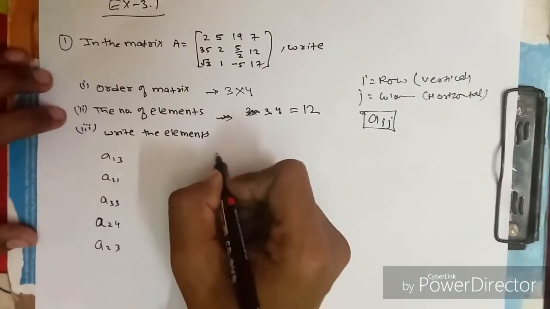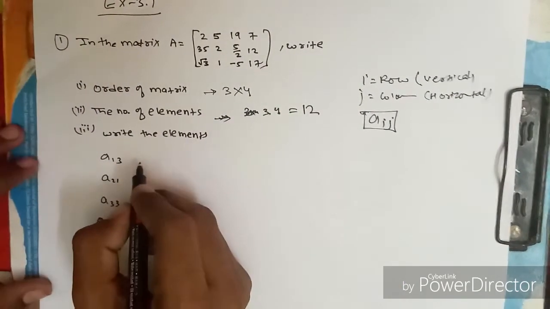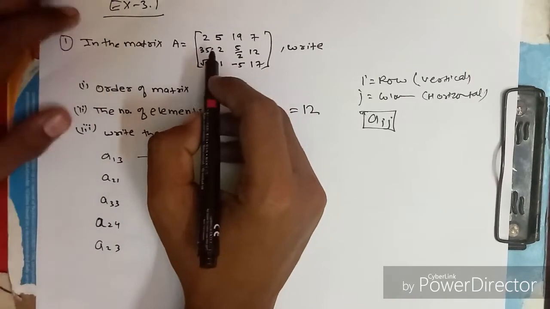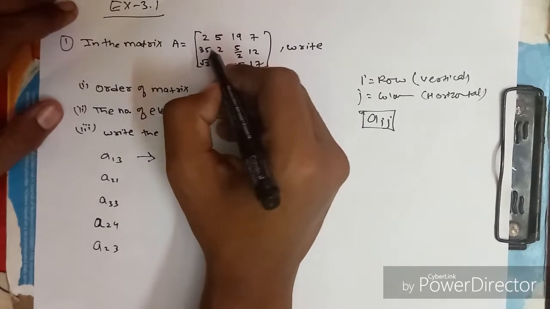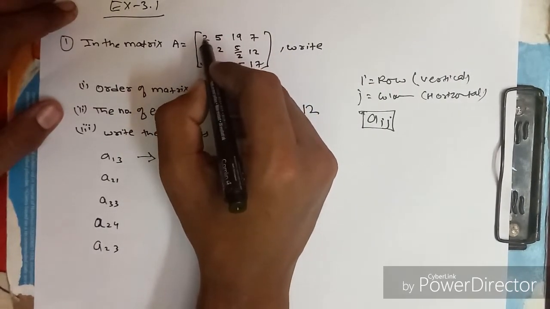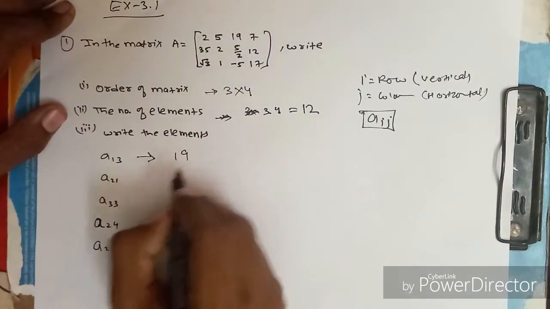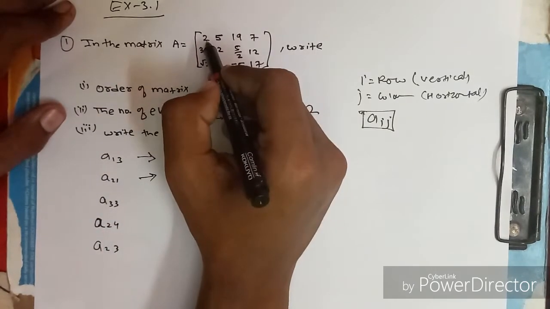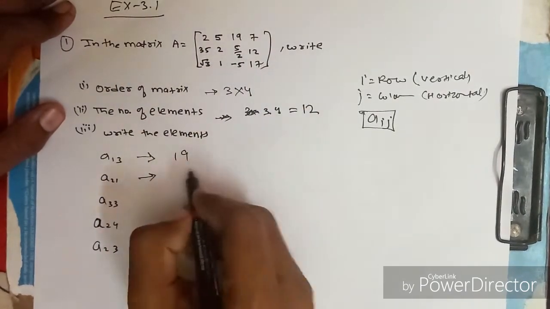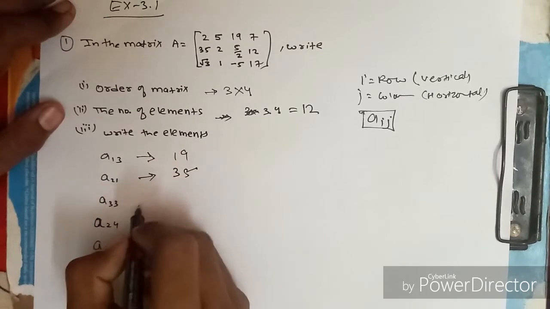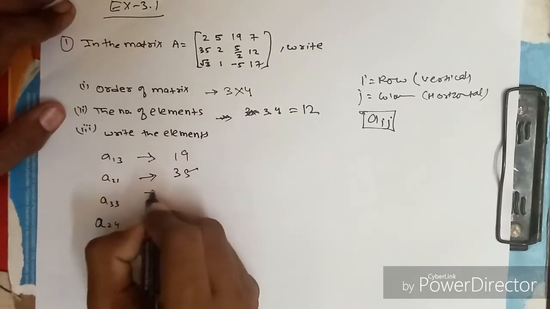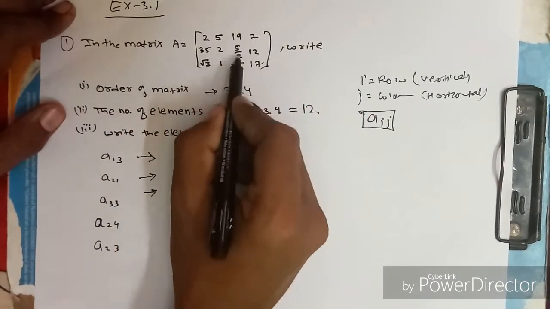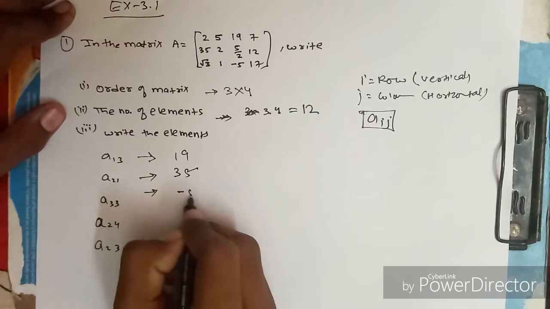Now we have been asked to write these elements. What will be this element? That is A13. A13 will be the first row and third column, that is 19. And now A21, that is second row and first column, this will be 35. And A33, that is third row and third column, that is -5.